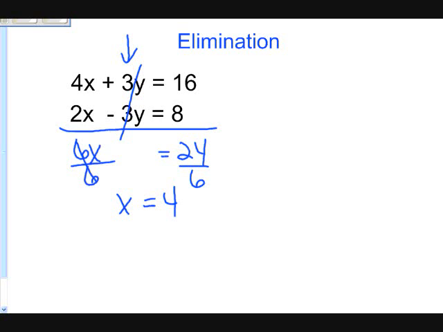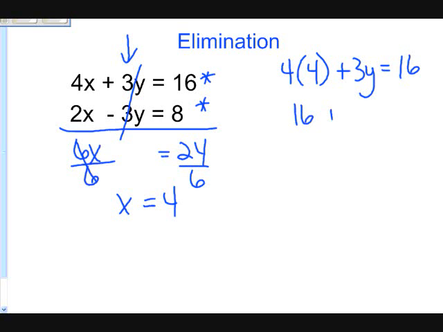Now I have to go back and find my y coordinate. So I'm going to go back and plug in. You can plug in to either the top or the bottom equation. It doesn't matter which. You'll get the same answer either way. I usually like to pick the one that has the fewest number of negative signs. So I'm going to choose the top. So I'm going to go 4 in parentheses. I'm going to plug in a 4 for my x in x plus 3y is equal to 16. 4 times 4 is 16 plus 3y is equal to 16.